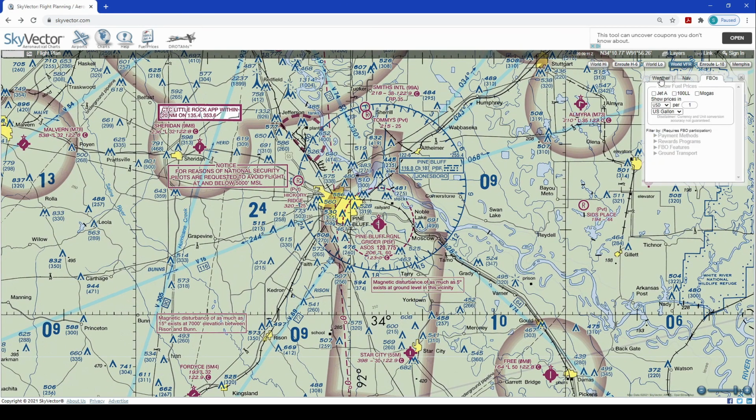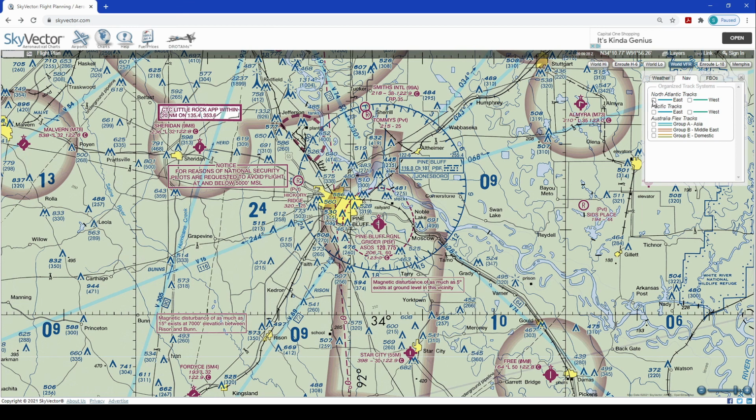The layers has things like weather. It will display weather reports, temporary flight restrictions, SIGMETs, things like that. So if you're wanting to deal with real world weather and want to know what things are doing out there, that's a good tab to use.